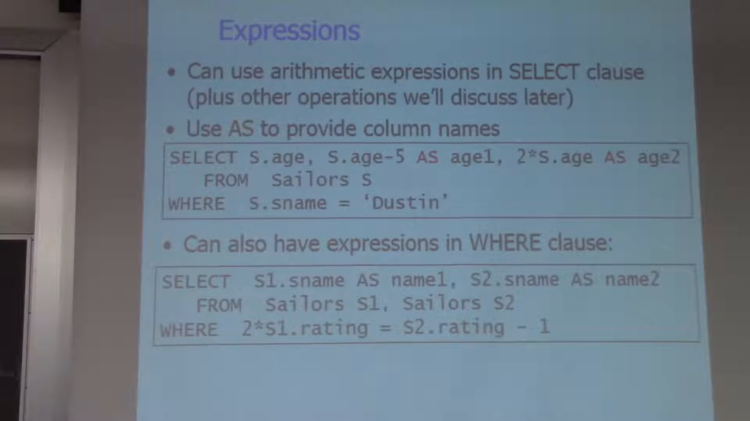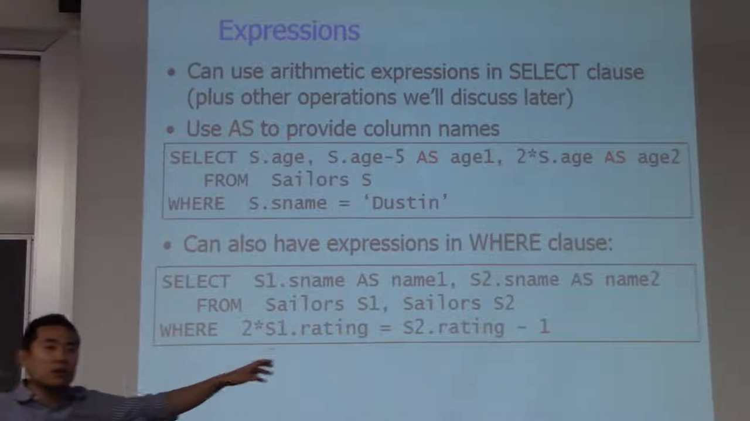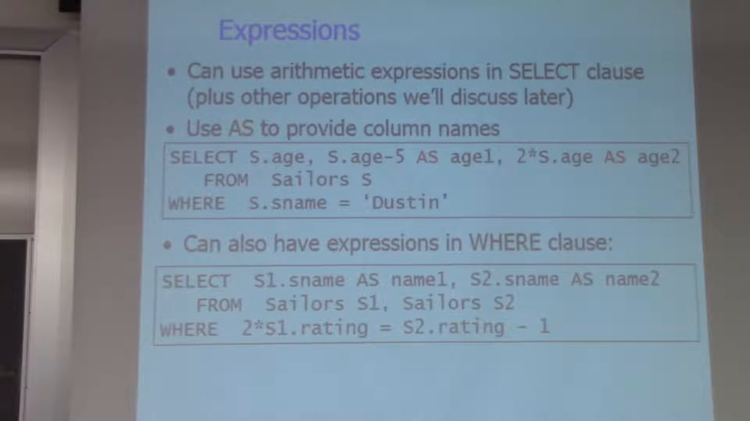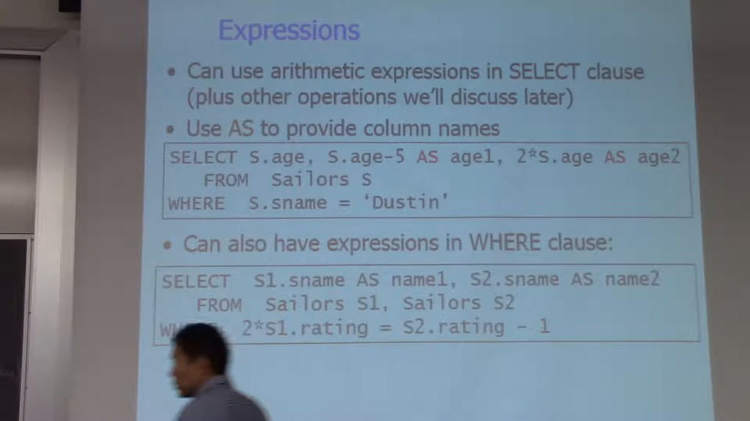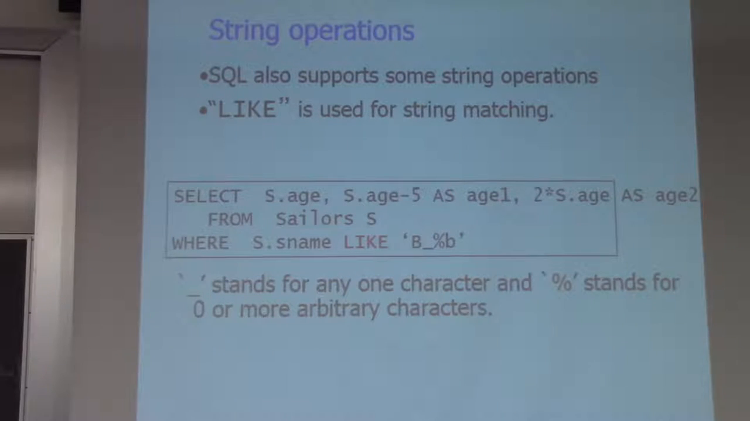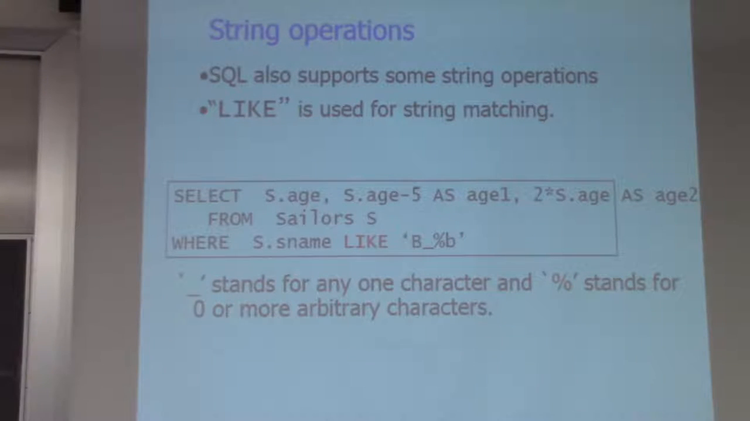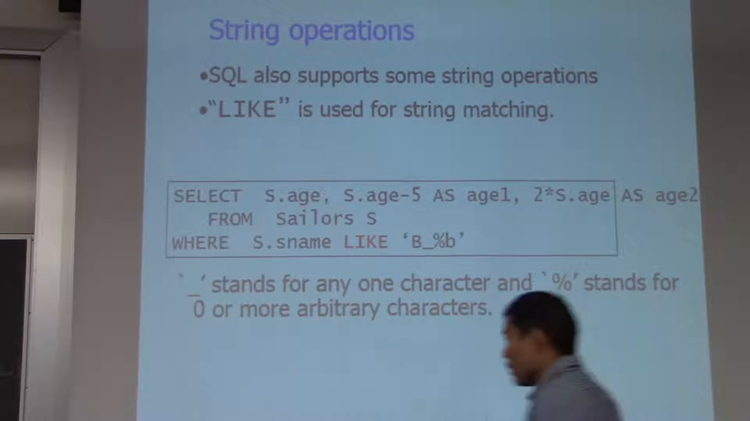Expressions, this is simple. Basically, in the projection clause and in the WHERE clause, you can use arithmetic expressions to express what you want. In the example I have shown you here, let's skip this. String operations. In SQL, sometimes you want to do approximate matching over string values. You can, of course, do exact matching of strings. That's easy, just the equal sign. But I want to do approximate matching.